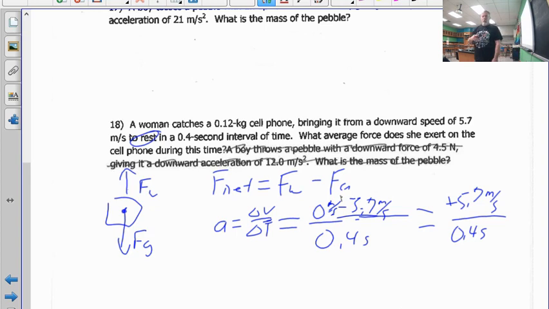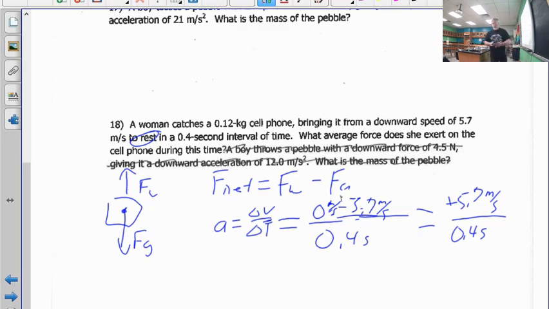What direction were we expecting our acceleration? She stopped it. So the object was falling down. She stops it. Our acceleration better be going up. If we do our geometry right and our math right, we're going to get a positive answer here. Remember, delta v is our final velocity minus our initial. Since it was falling downwards, our initial velocity was negative, so we're subtracting a negative. So we end up with a positive sign over there.